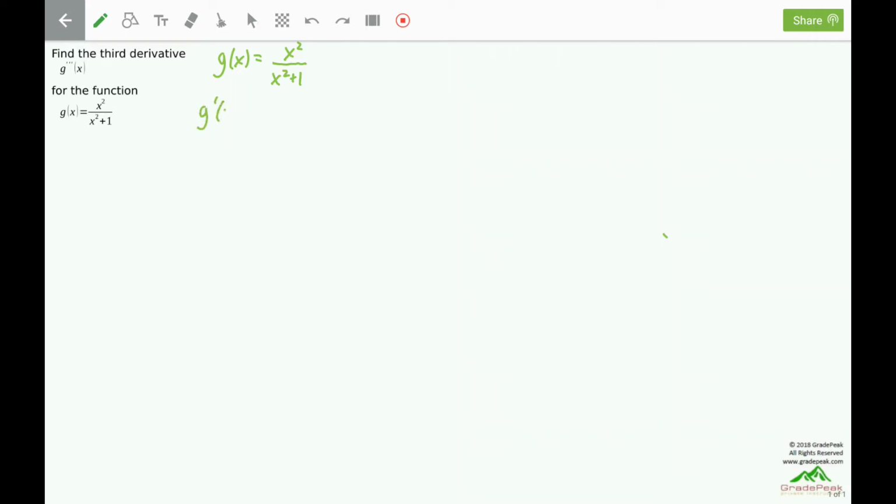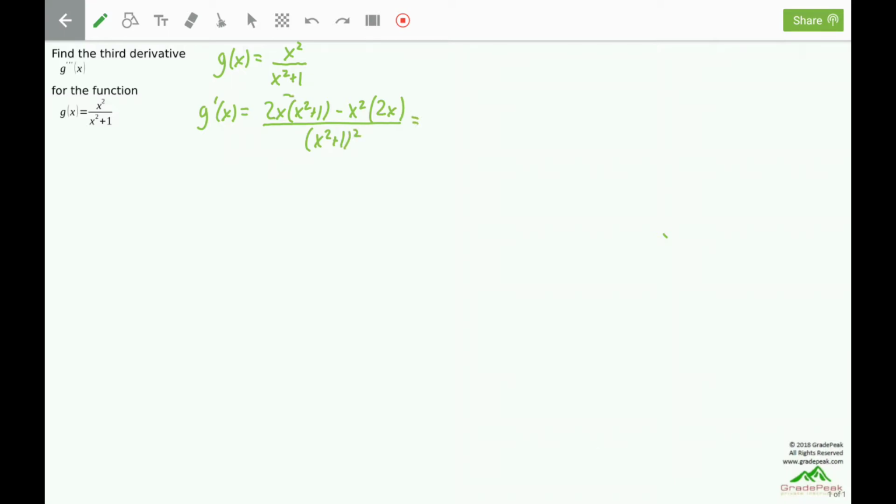The first derivative will therefore make use of the quotient rule. The derivative of the numerator, 2x, times the denominator left alone, x squared plus 1, minus the numerator left alone, x squared, times the derivative of the denominator. The derivative of x squared is 2x, the derivative of the 1 is a 0, and then the entire thing over the denominator squared, x squared plus 1 squared.